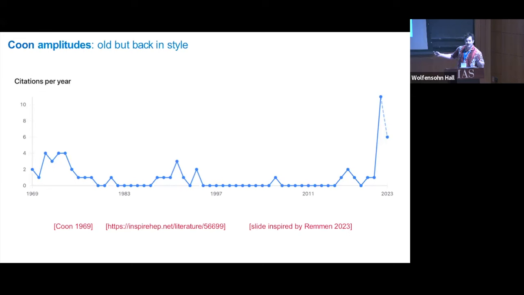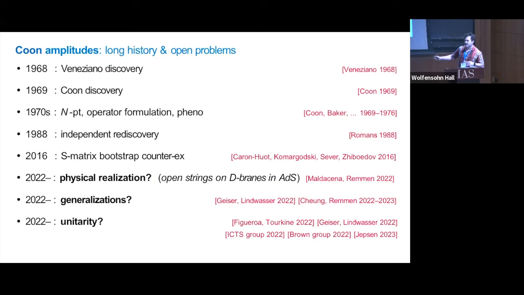So there is a long history, but like you saw, there's been lots of dead periods. So we can review it very quickly and look at some of the open problems. So Veneziano's discovery of the amplitude which started string theory was in 1968. Cuhn discovered a generalization of that amplitude less than a year later in 1969.